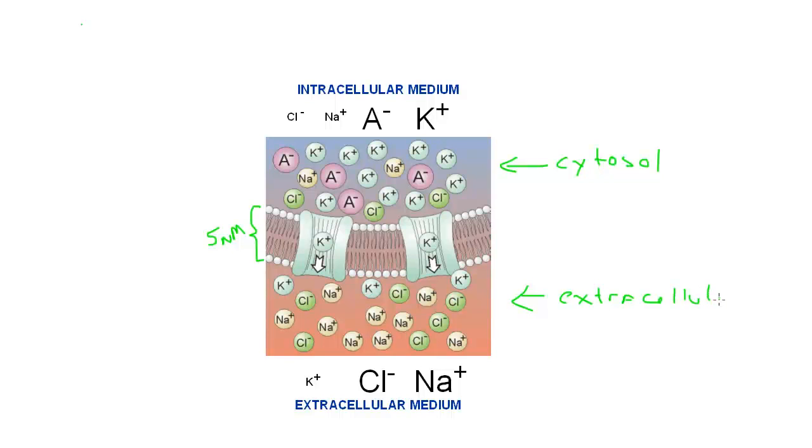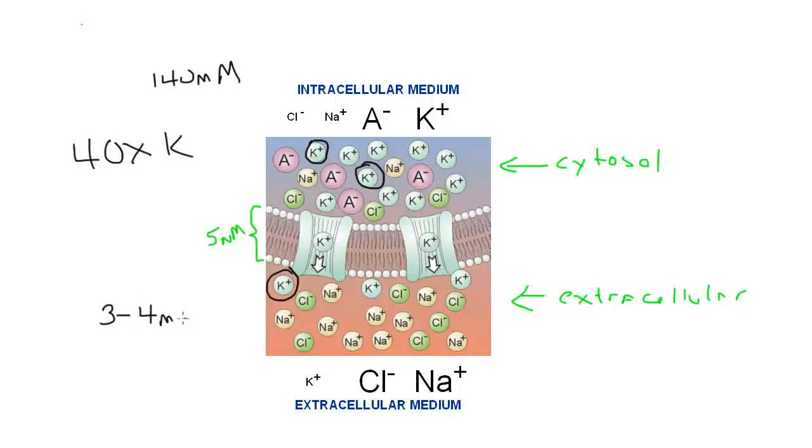And you'll notice that there's a set of channels in the membrane. These are potassium channels, and they're going to allow potassium to flow from one side to the other. So let's look at the distribution of potassium on the two sides. You'll notice the concentration of potassium is much higher on the inside than on the out. It's about a 40-fold difference in potassium, because the inside sits at something like 140 millimolar, and the outside sits between 3 and 4 millimolar. So a 40-fold difference in potassium concentration.